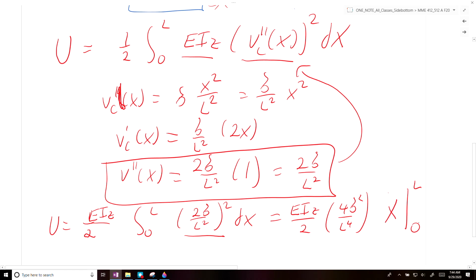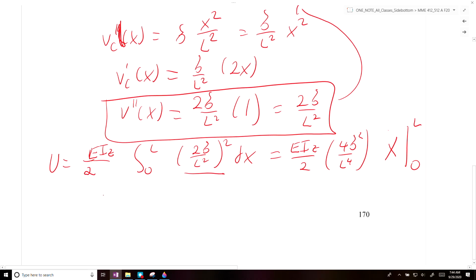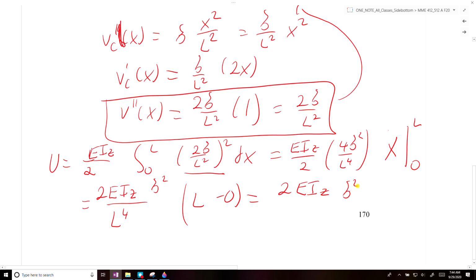Alright, so what we end up getting here is EIz times delta squared, and 4 over 2 would be just 2 out in front, over L to the 4th, and then x evaluated from 0 to L would just be L minus 0. So we're just going to end up getting 2 EIz delta squared over L cubed.